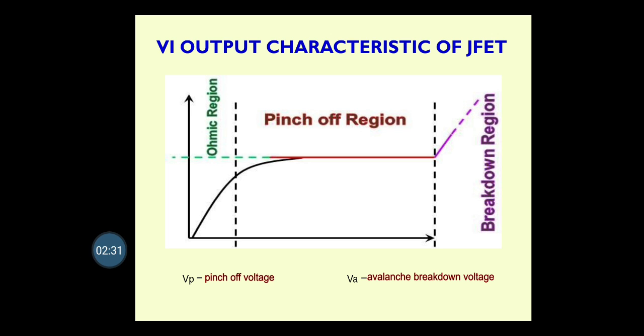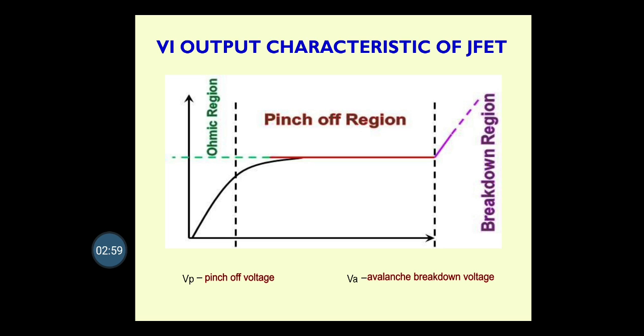Now this is the VI output characteristic of JFET for some constant value of VGS. For example, if VGS is equal to minus 2 volt, so it is one single graph. So on Y axis it is drain current, on X axis it is drain to source voltage, and you can see that the current increases linearly and then it becomes constant.